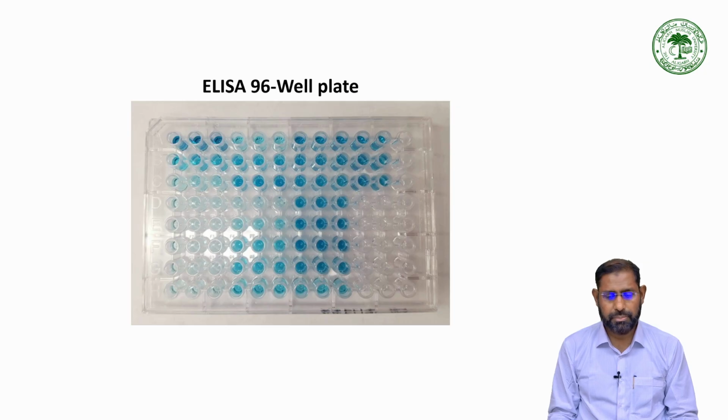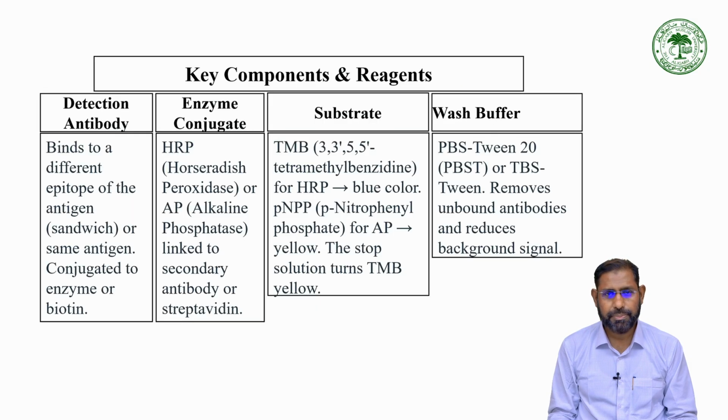This is the typical ELISA 96 well plate. We perform ELISA in triplicate on the 96 well plate. Key components and reagents: the detection antibody binds to a different epitope of the antigen in the case of sandwich ELISA, or the same antigen, conjugated to enzyme or biotin.